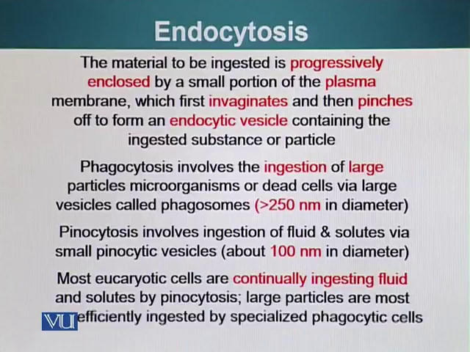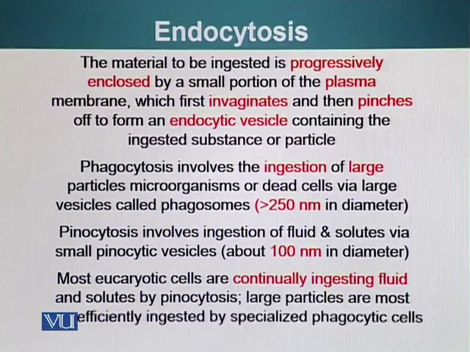This basically is also called phagocytosis, which involves ingestion of a large particle, for example, a microorganism or dead cells, by vesicles called phagosomes. This is to distinguish phagocytosis from pinocytosis, which I will talk about later. But phagosomes are basically larger vesicles which are greater than 250 nanometers in diameter. Pinocytosis involves ingestion of fluid and solutes via small pinocytic vesicles which are about 100 nanometers in diameter.